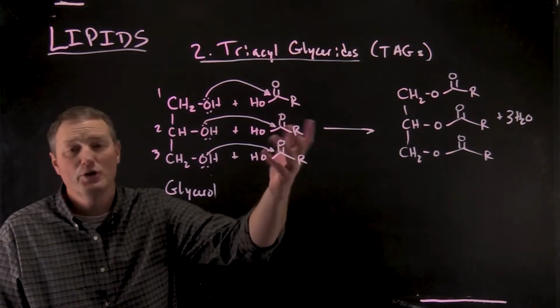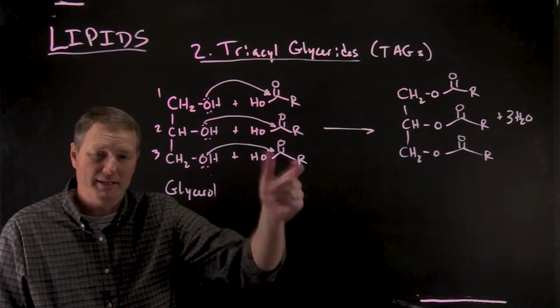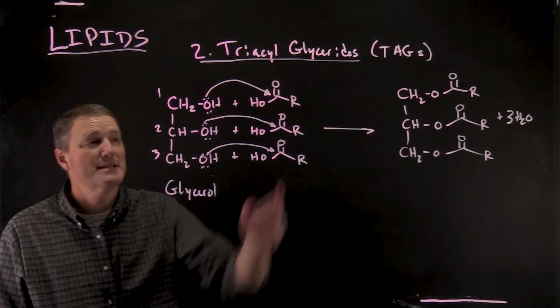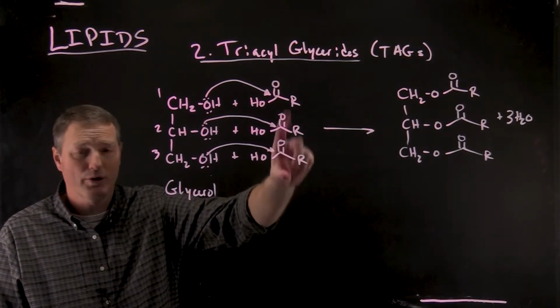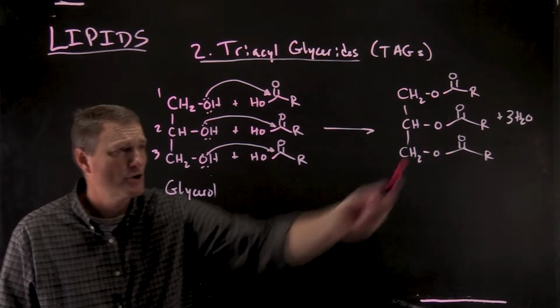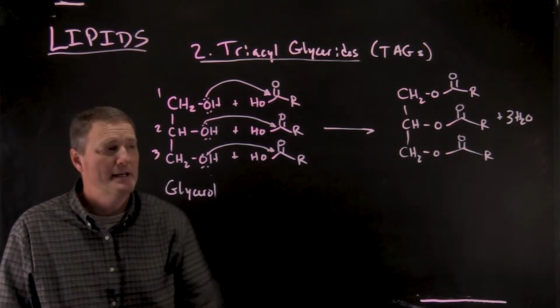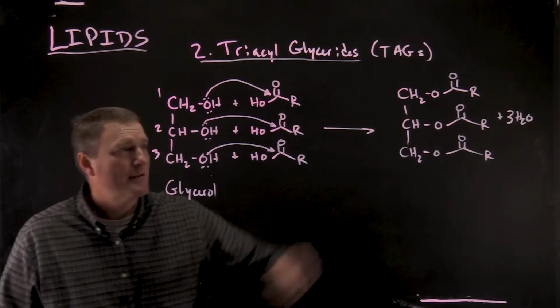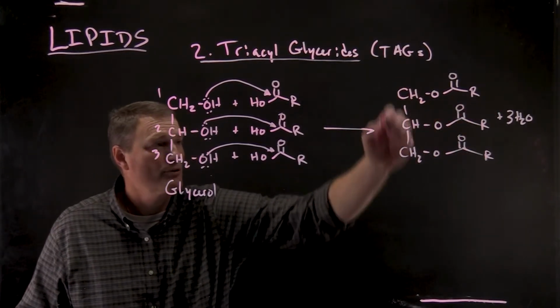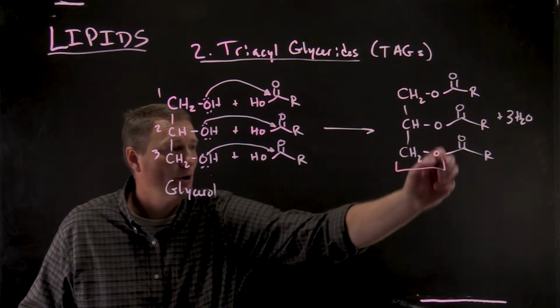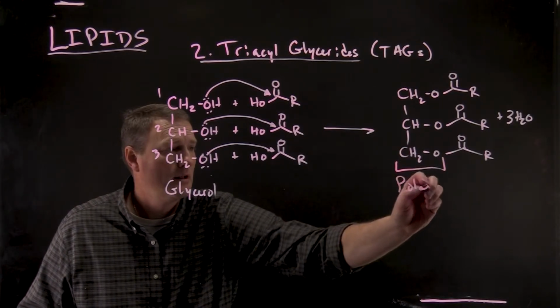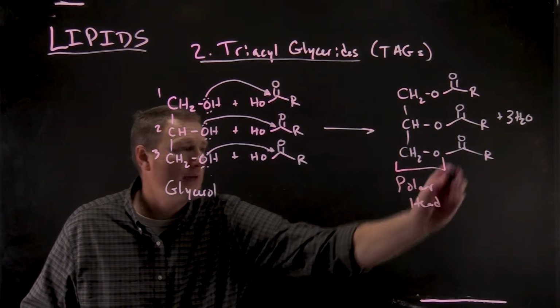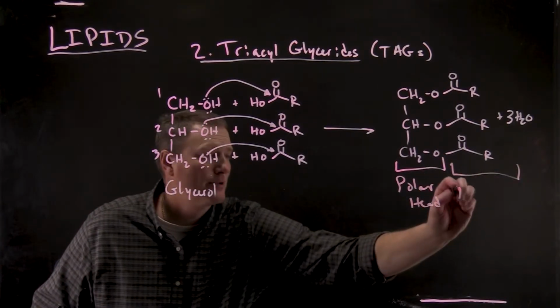The R side chains could be the same, so they could all be like palmitate, C16, or they might be different. They might have longer or shorter chains than C16. So you could have a mix of different R groups in the triacylglycerides. And imagine now these have long hydrocarbon chains. This group here is the so-called polar head, and these would be the non-polar tails.